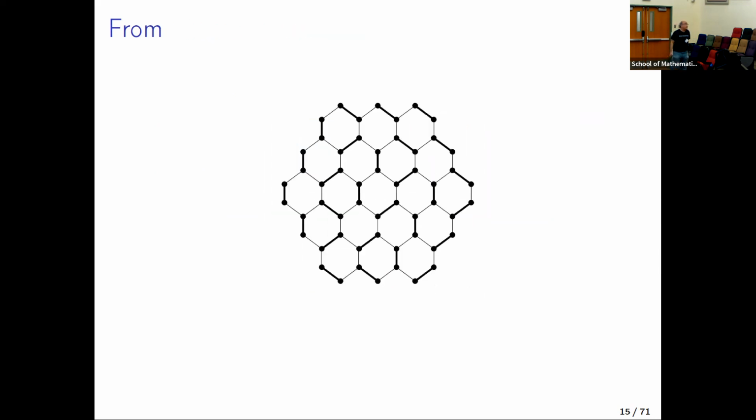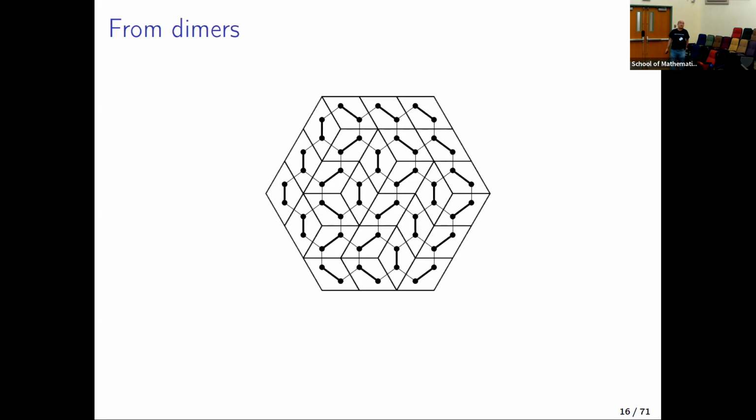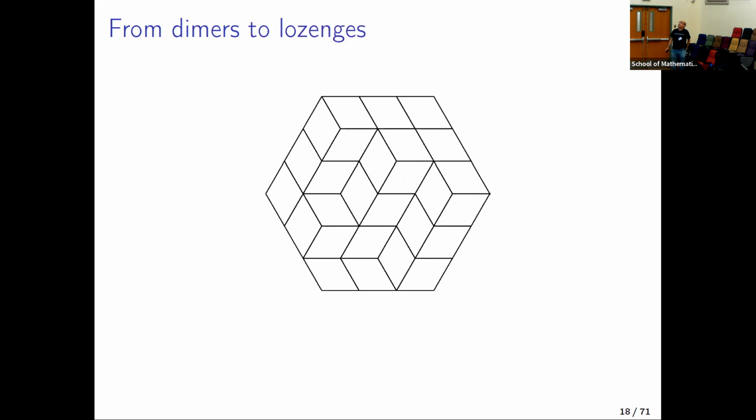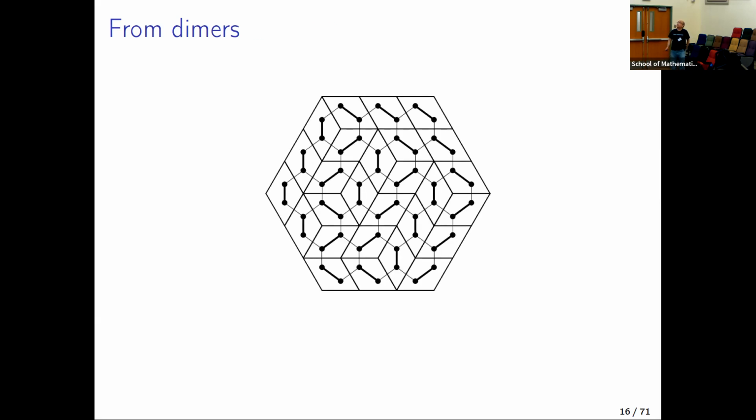Here's another example. This is a sort of honeycomb graph you get by cutting out from the infinite honeycomb grid a finite hexagonal region. Here's a perfect matching of it. We can surround each one of those selected edges with a rhombus, also called a lozenge, also called a calisson. And then we can erase the edges, and what you see is a lozenge tiling of a hexagon. And again, all those steps are reversible.